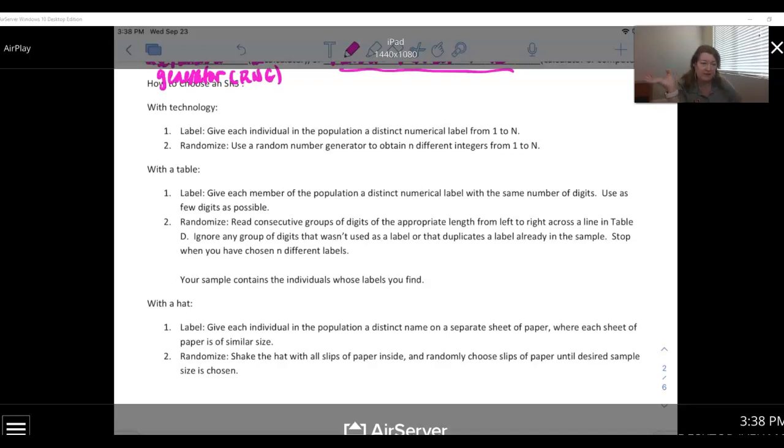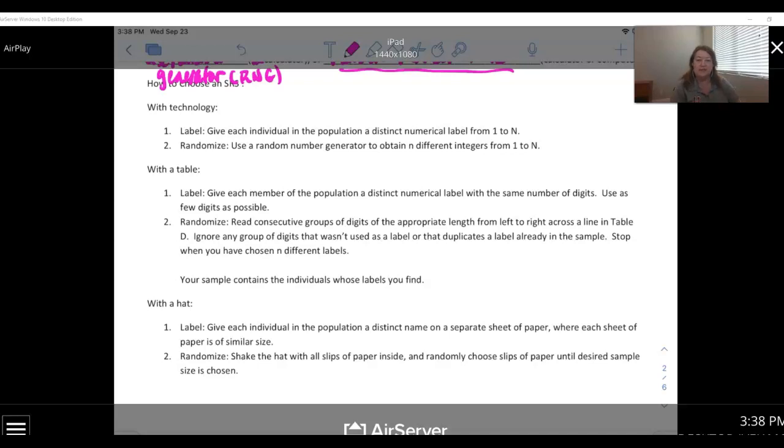So I'm just going to pick them from a row that they probably give me, and I'm just going to keep picking them out in groups of 4. And every time I get a group of 4, I retrace it back to whatever I had decided to number them from. So let's say I get the number 0001, I go back to my list and I go, that's the first person from this list, and give them their name. Ignore any of the group digits that weren't used as a label or duplicates that are already picked.